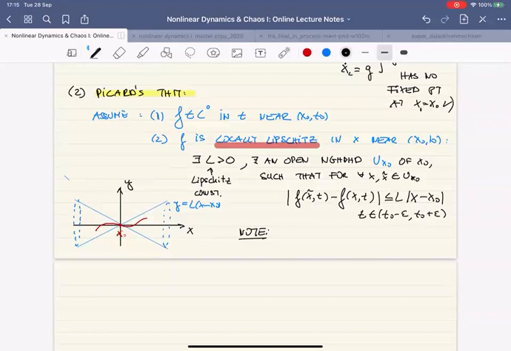So if it does have a well-defined slope here, so it's at least C1, then you will have the local Lipschitz condition. Some notation for this: the local Lipschitzness follows from C1.